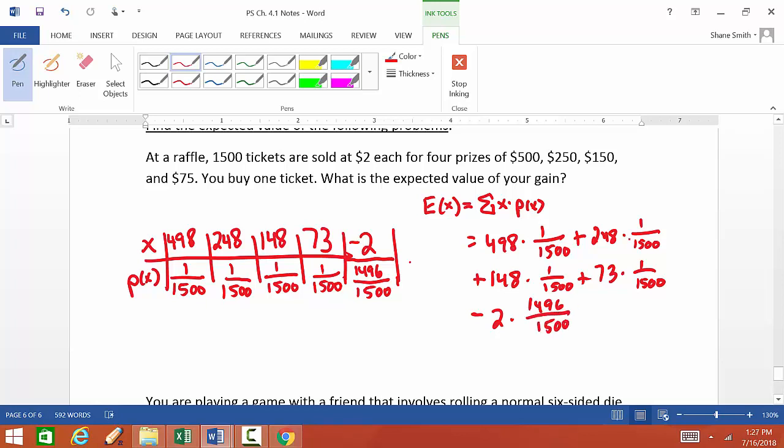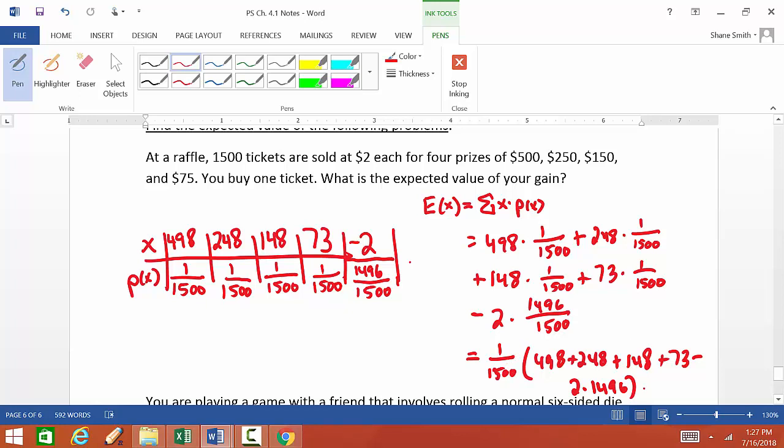1,500. Now, you can do all this in your calculator and calculate it, but there's actually a shortcut here. They all have a denominator of 1,500, so you can factor that out. 498 times 1 is 498. 248 times 1 is 248. 148 times 1 is 148. 73 times 1 is 73. And then we still have the minus 2 times 1496. So you still have to do that. But look at how much easier that is. So do what's in the parentheses here, then divide by 1,500 at the end.